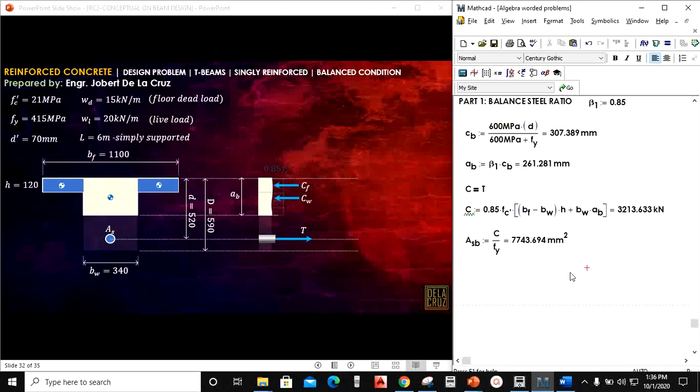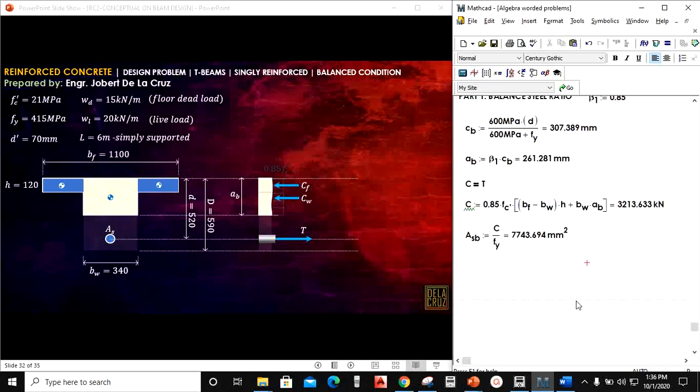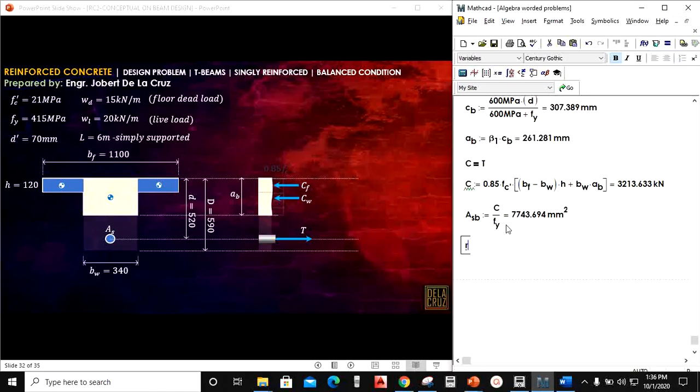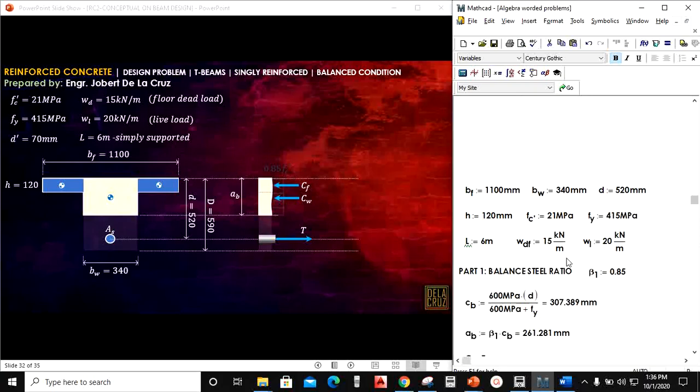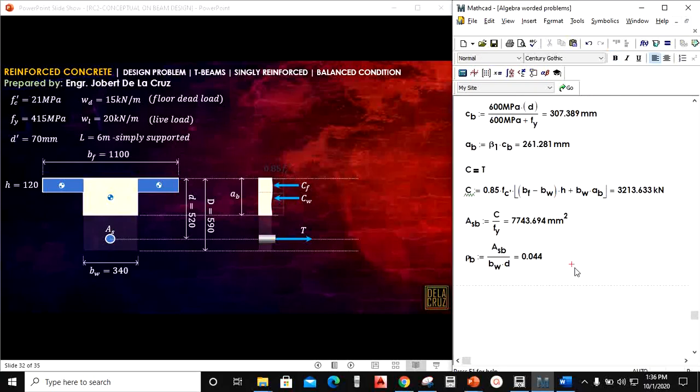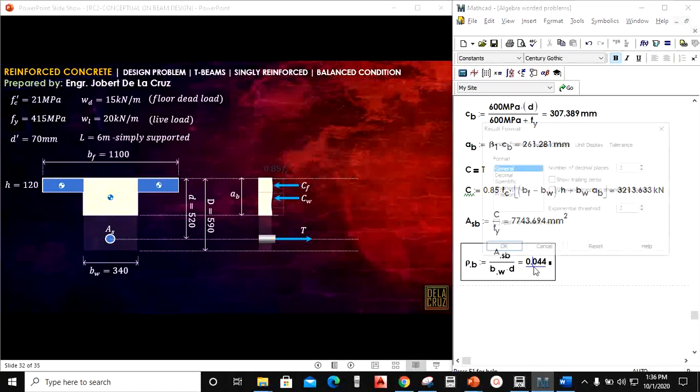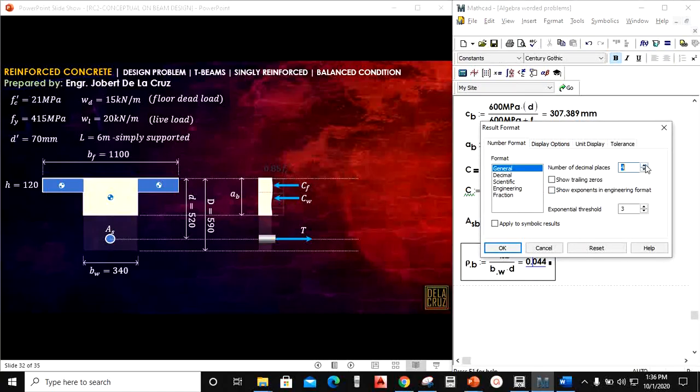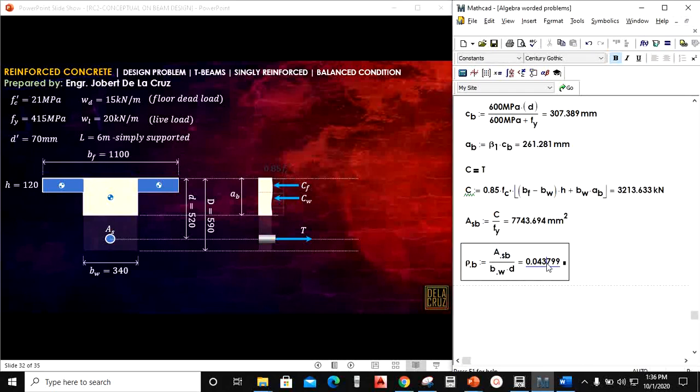Now, to calculate the required balance steel ratio, then I will just do this one. Rho balance is equals to As balance divided by bw times ating effective depth. Okay? And that is the balance steel ratio. Ito. Okay? Klaro? I will just put 6 decimals. Okay? Ito yung answer natin sa part 1. Okay? That is the answer.